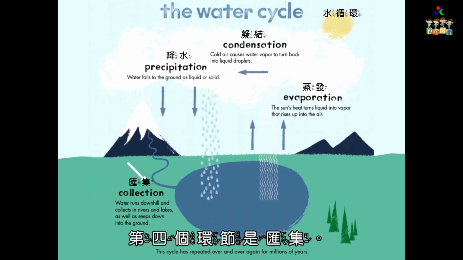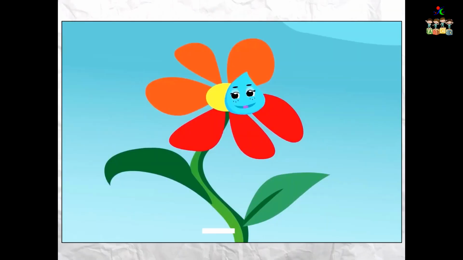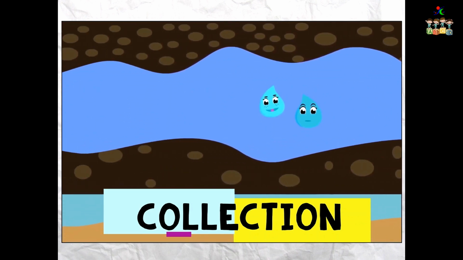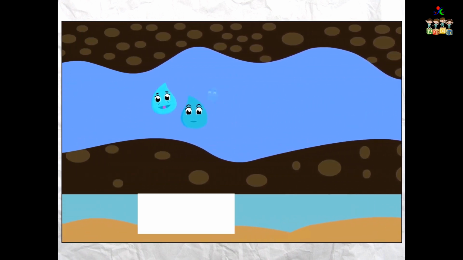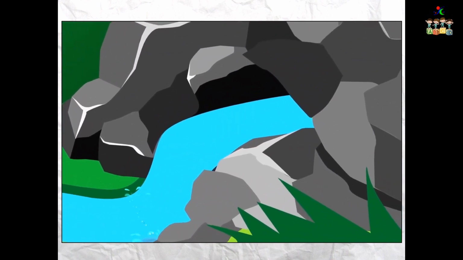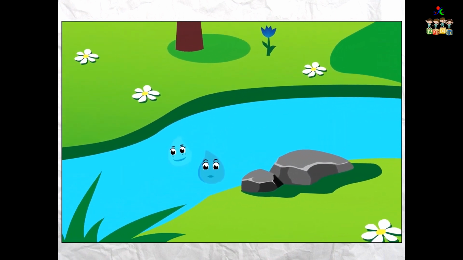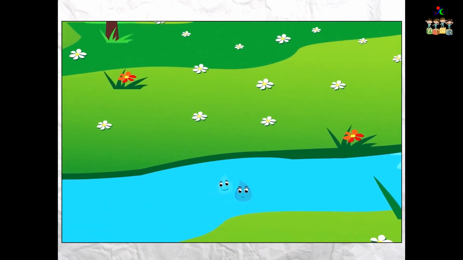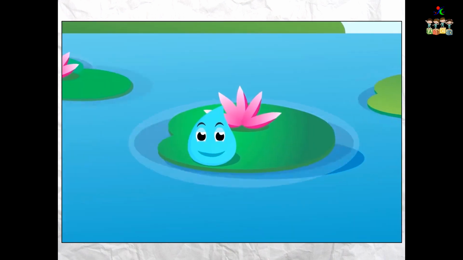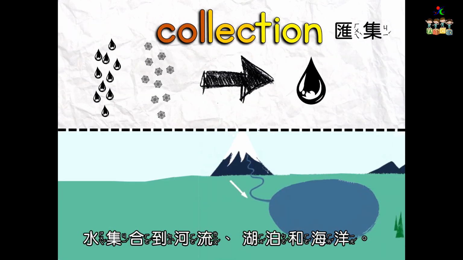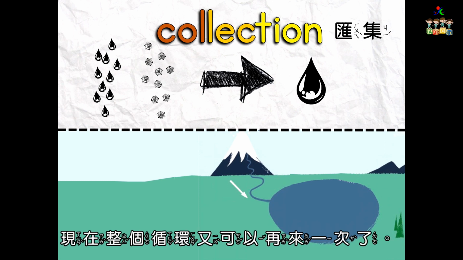Fourth, we have collection. This is when the water gathers in streams, rivers, lakes, and the ocean. Now, the cycle can start all over again.